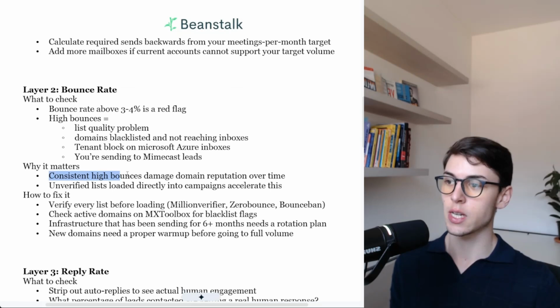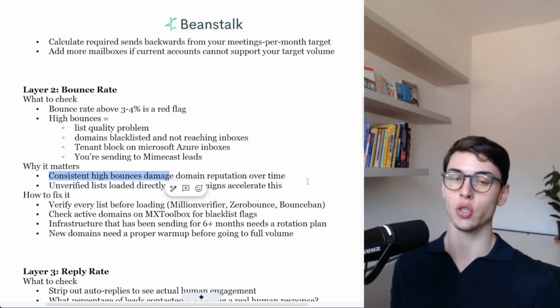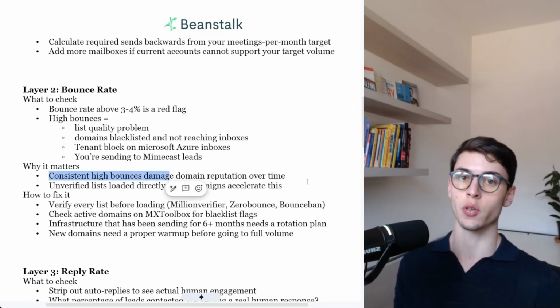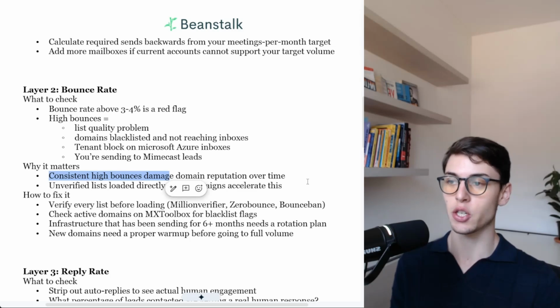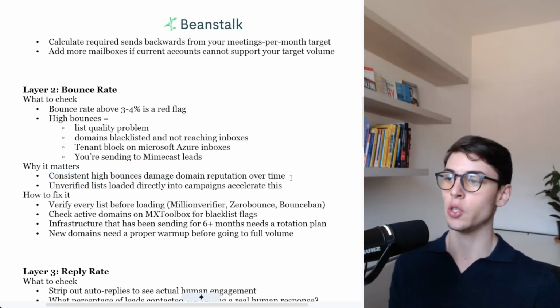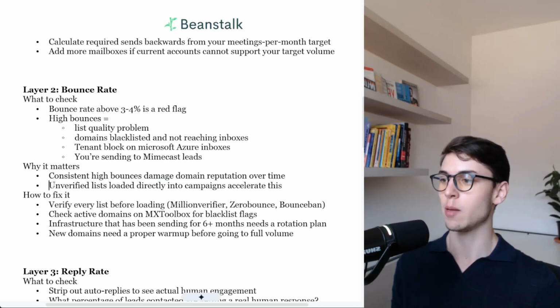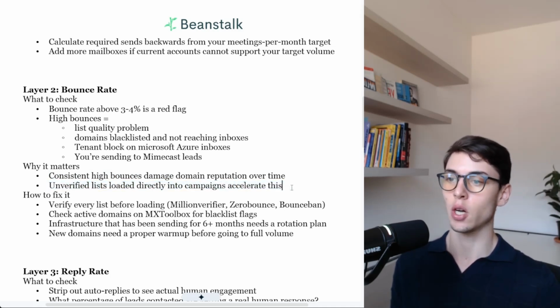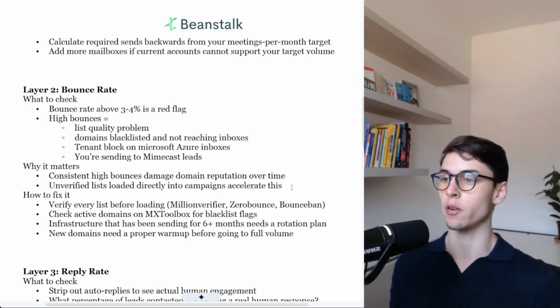If you have a consistent high bounce rate, that will damage your domain reputation over time. That will destroy your deliverability. So you want to basically just make sure you have a good bounce rate below 2%, below 3%, so you don't cook your email infrastructure. Same thing with the verified lead lists. If you don't verify your lead lists and you just load them directly into your campaigns, that will just accelerate the rate at which you burn your infrastructure.